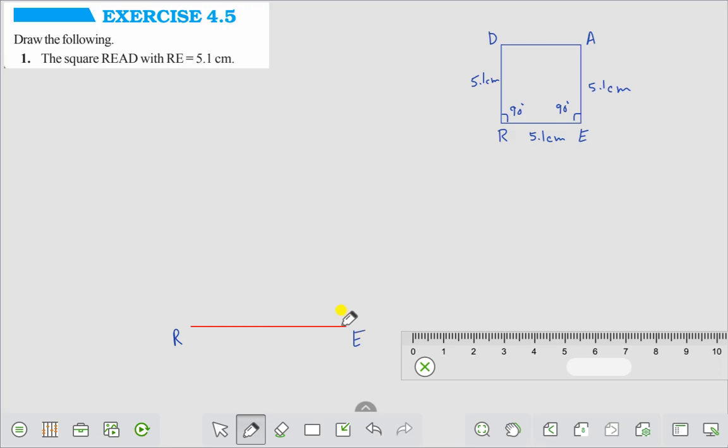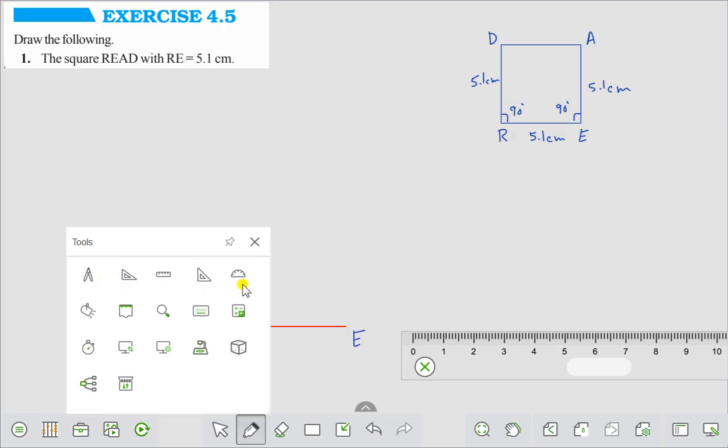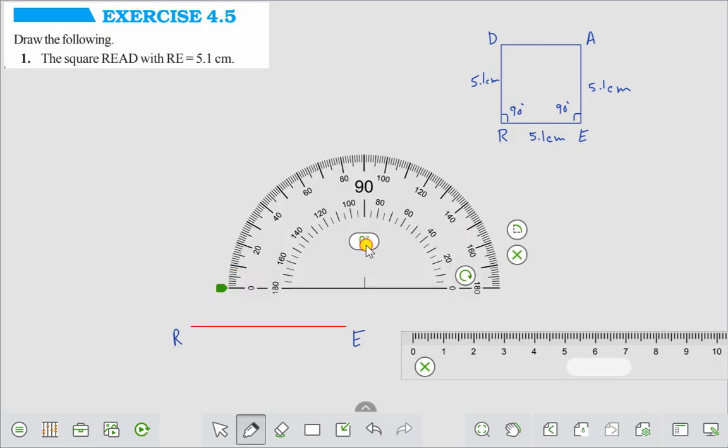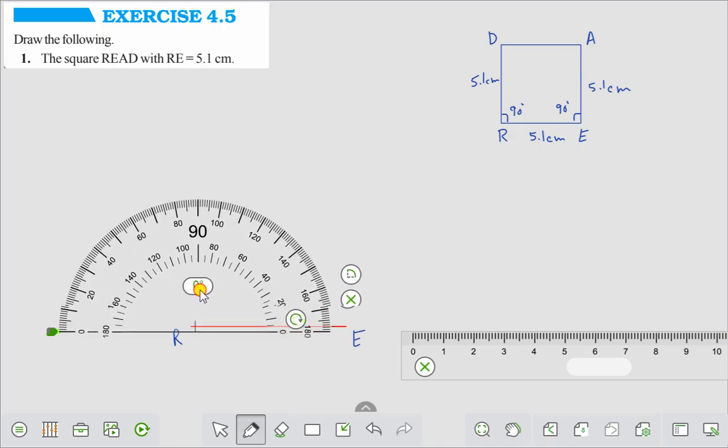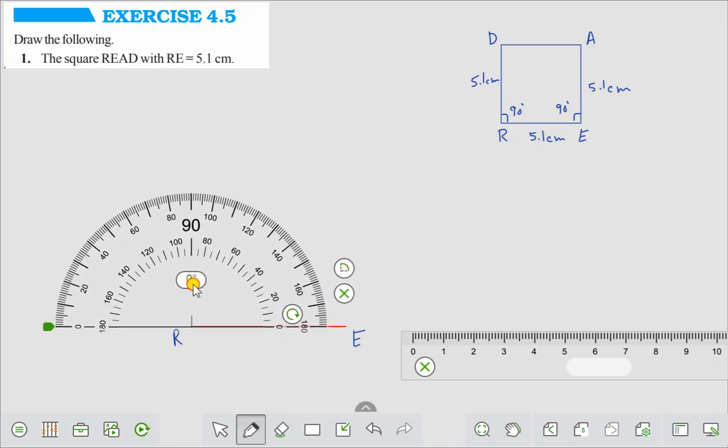At the point R, make an angle of 90 degree with the help of a protractor. Let us take the protractor here, place the protractor at the proper place and make an angle of 90 degree. This is 90 degree, right? And at point E also make an angle of 90 degree.